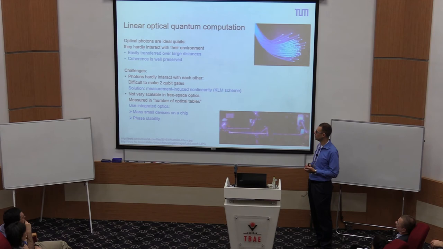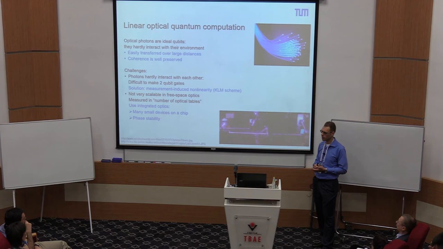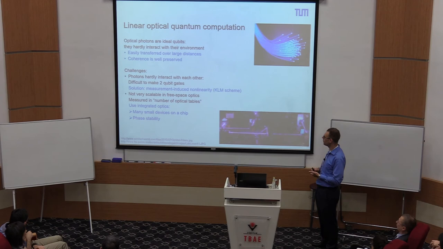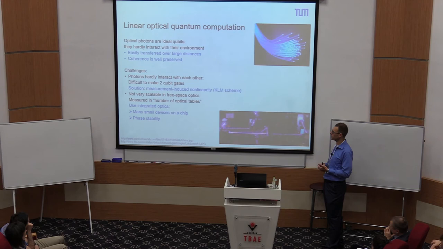Also, these experiments are usually not very scalable if you use free space optics, because soon, if you go beyond the proof of principle experiments, you'll be measuring your experiments in a number of optical tables or even a number of rooms that you would need to fill with all these different mirrors and beam splitters and so on. So it probably comes as no surprise that with our background, our approach is actually to use integrated optics, where we can make many small devices or components on a chip. And then as an added bonus, we don't have to worry about phase stability, where people here have to stabilize everything using auxiliary lasers. In our case, we write our waveguides. Everything is phase stable.